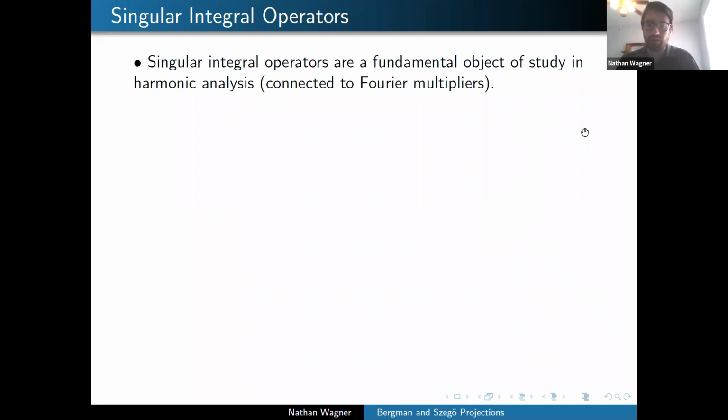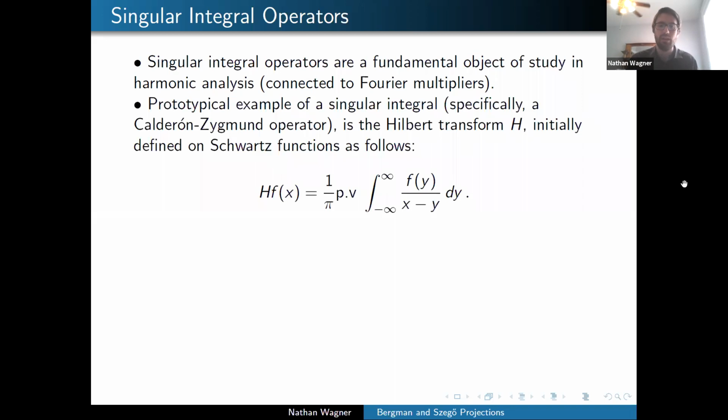Okay, so let's talk a little bit about singular integral operators, because these are going to be connected to our study of the Bergman and Szegő projections. Singular integral operators are really important. They're a fundamental object of study in harmonic analysis. They're connected to Fourier multipliers, to PDE, and to a bunch of different things in harmonic analysis.